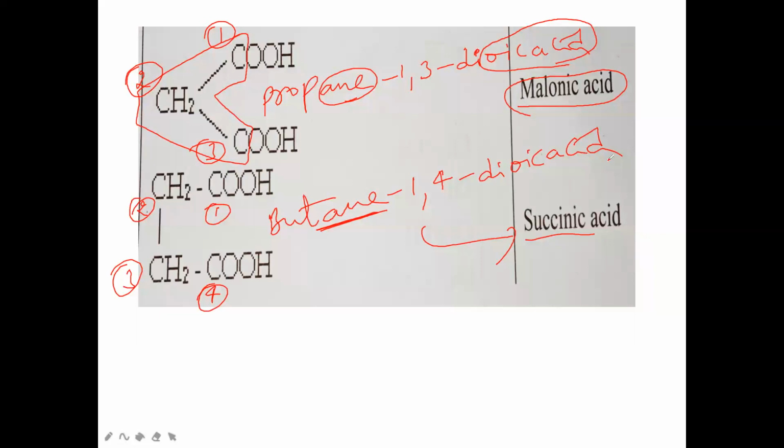So malonic acid, succinic acid. So remember these 3 names. What are they? Oxalic acid.